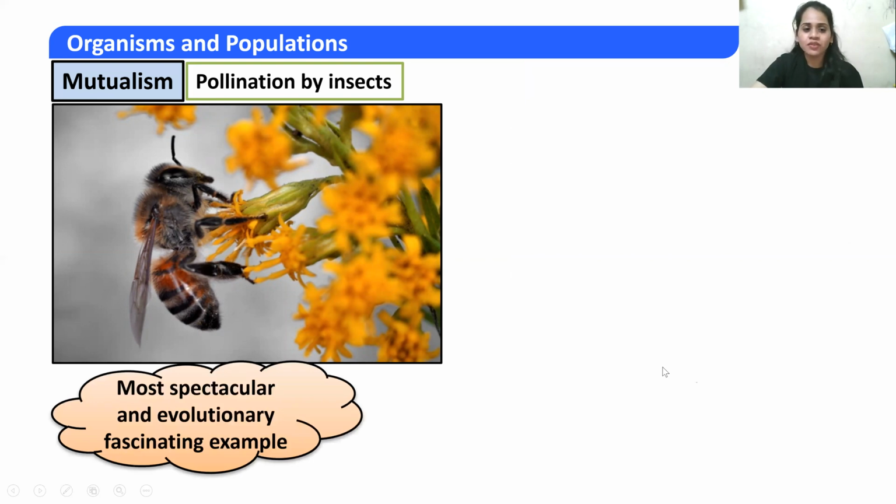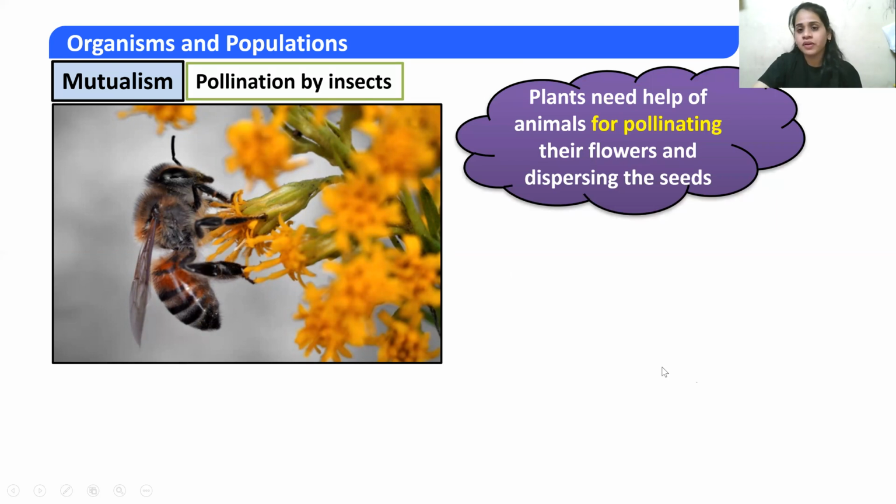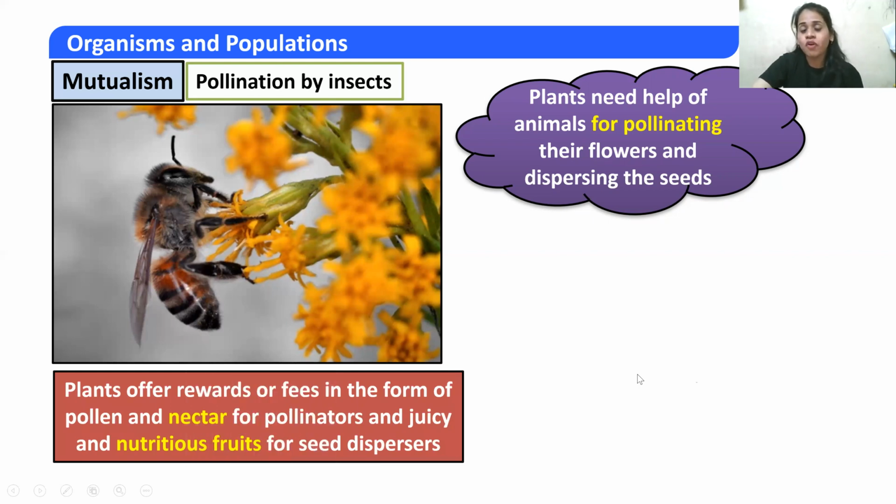It's the most spectacular and evolutionarily fascinating example because we all know that, obviously, there are certain abiotic agents like air and water, right? They also perform pollination, but yes, insects play a very important role in pollination, right? So plants will need the help of animals for pollinating their flowers and dispersing their seeds, right? So plants will offer a reward. Obviously when a plant is taking the help of an animal, the plant has to give something to that animal, right? And that would be what? That would obviously be the nectar.